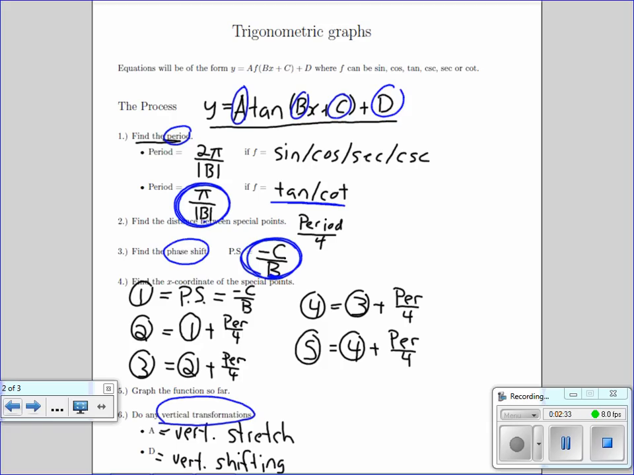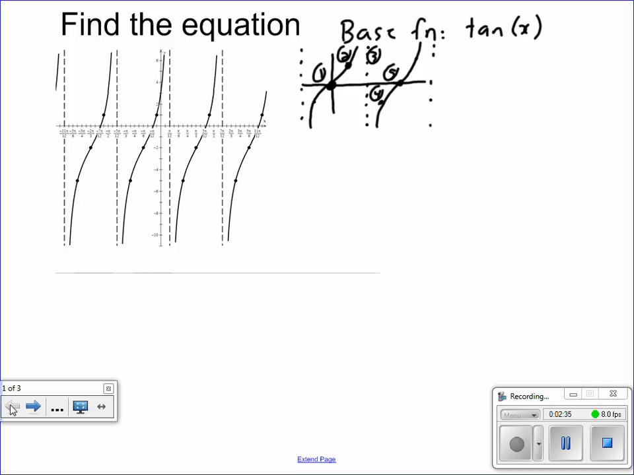All right, let's go back to our graph. Our first special point of tangent was here on the x-axis. So we need to find where on our graph we have a point in the middle, right? We no longer have any points on the x-axis, if we notice. There's our x-axis, there's no points on the x-axis.